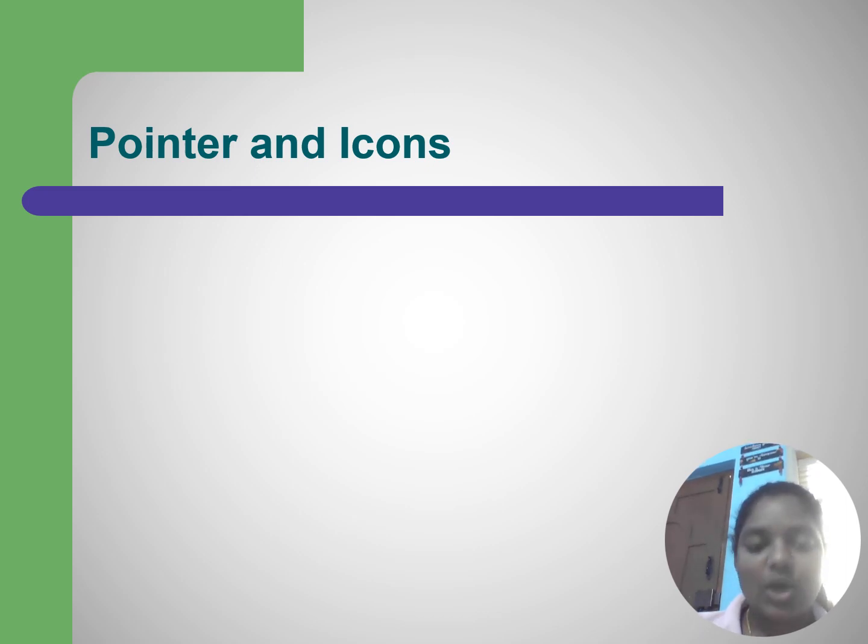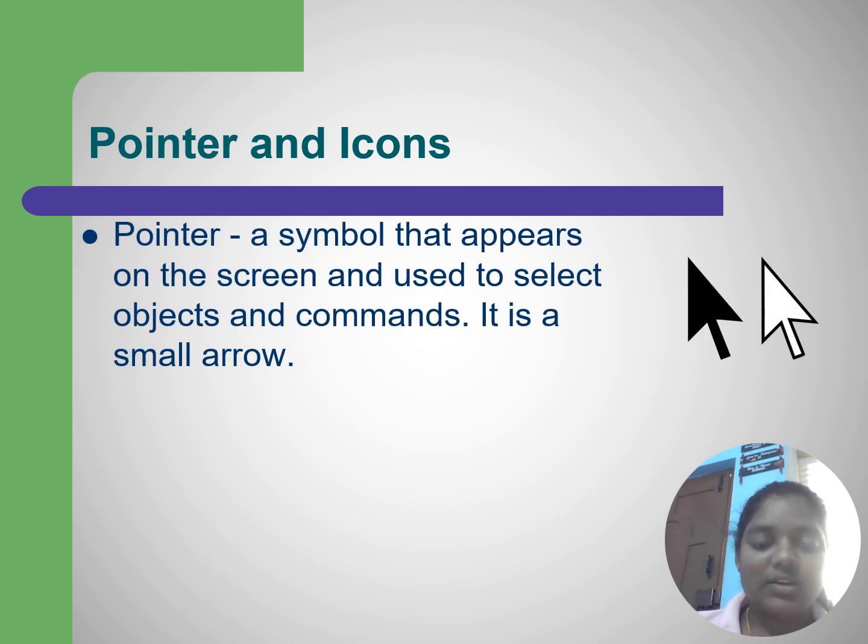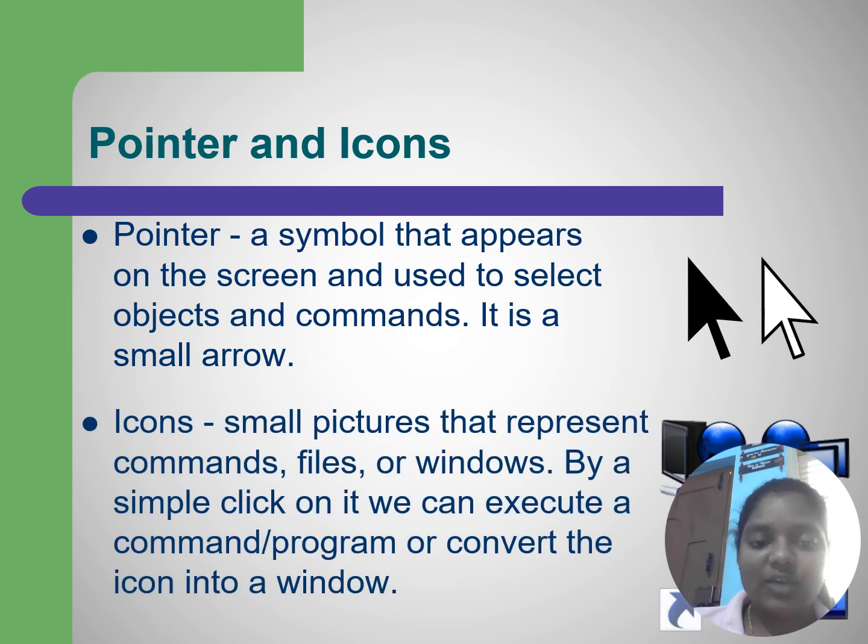The first one is pointers and icons. Now let us discuss what are pointers. Pointers are the small symbols that appear on the screen and are used to select objects and commands. It is a small arrow mark, as the diagrammatic representation is shown on the right side of the screen, which is represented with the arrow mark that will be displayed in the monitor. And the second one is icons. Icons are small pictures that represent commands, files, or windows. By a simple click on it, we can execute a command or program or convert the icon into a window.